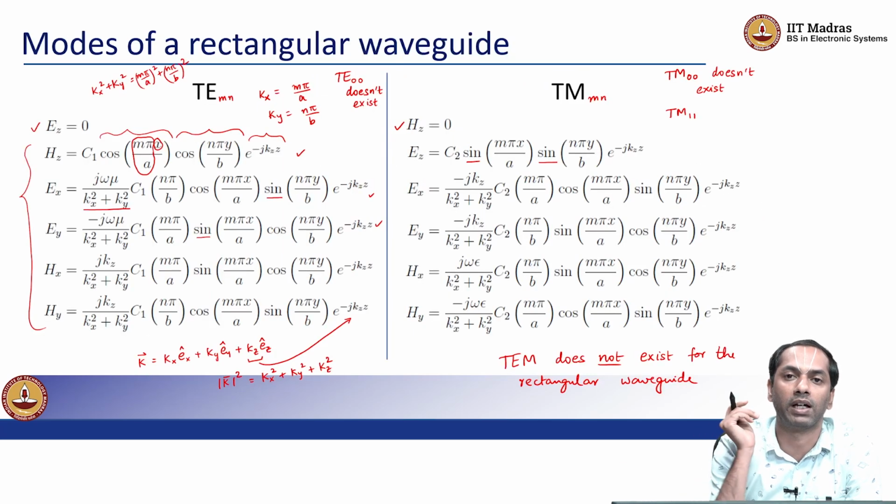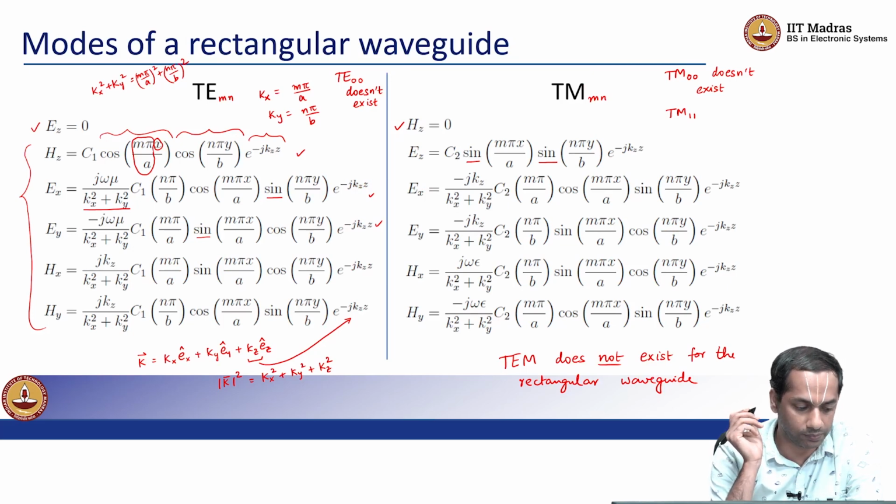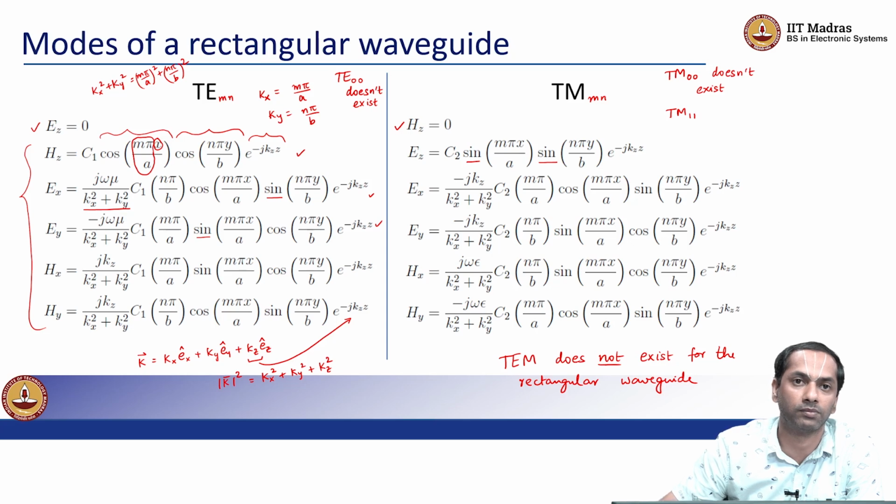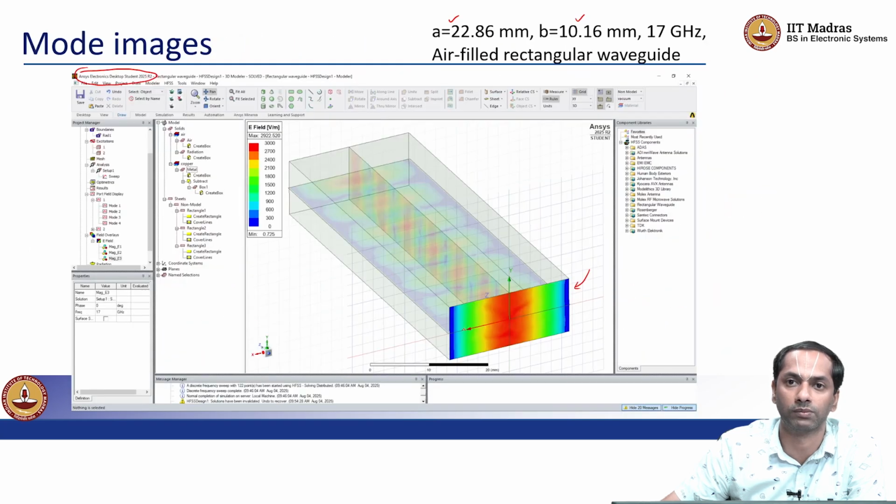So if we put in the value m equals 1 and n equals 0, we notice that Ex becomes 0, whereas Ey has some value to it, and also some functional dependence. It is cosine of n pi y by b. Sorry, n is 0, so cosine of n pi y by b would be 1. Sine of m pi x by a, where m equals 1, becomes sine of pi x by a, which is the half cycle that we drew.